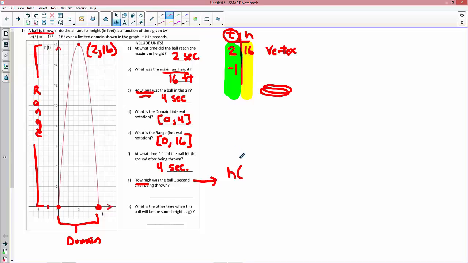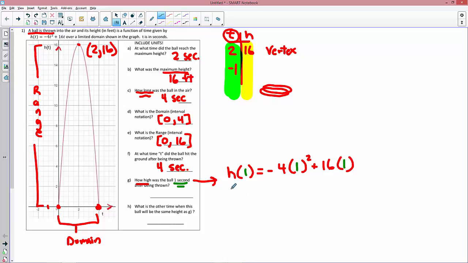So I'm going to plug in a 1 for h. Watch how I actually do this. I write the function with parentheses. I'm replacing every t with a parentheses. I didn't fill it in yet. And then I go in and fill in the t value. 1 second. So that's time, right? So I replace all the t's with 1.